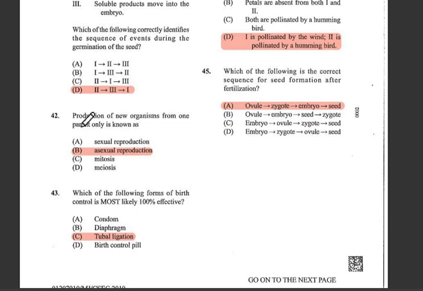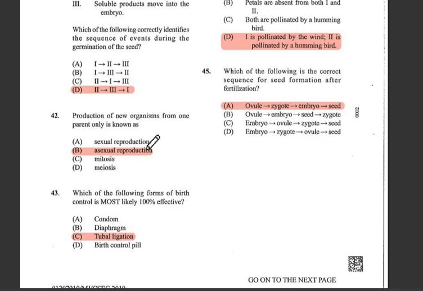Number 42, it says production of new organisms from one parent is known as. So any plants from one parent is known as asexual reproduction. Alright, sexual reproduction would be from two parents. Alright, good. Alright, moving on.